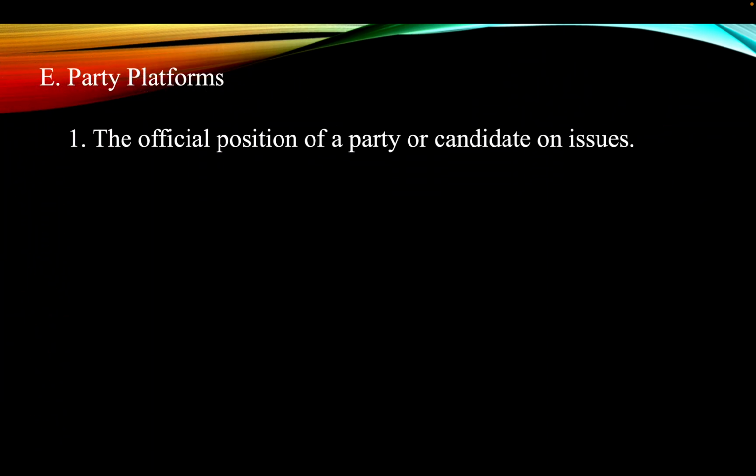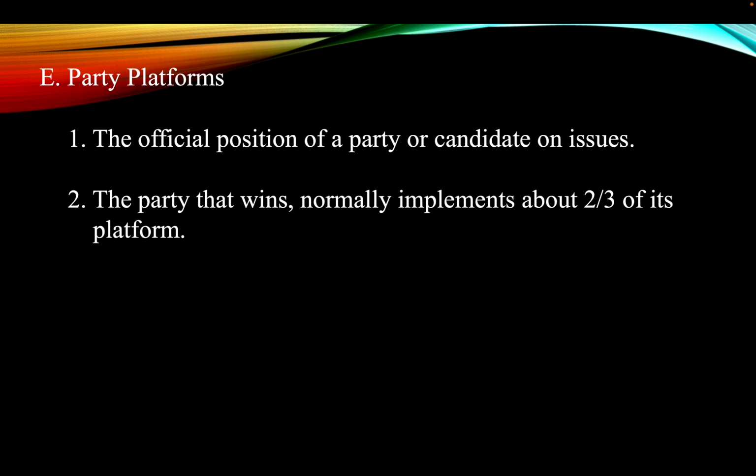Party platform. The platform is what you are promising to do, what you like in the government, what you want to change. Here is the definition: the official position of a party or candidate on issues. And the parties have always come up with platforms going back well over 100 years. This is what we're going to do if we're elected, and the other parties, this is what we'll do if we're elected, and things like that.